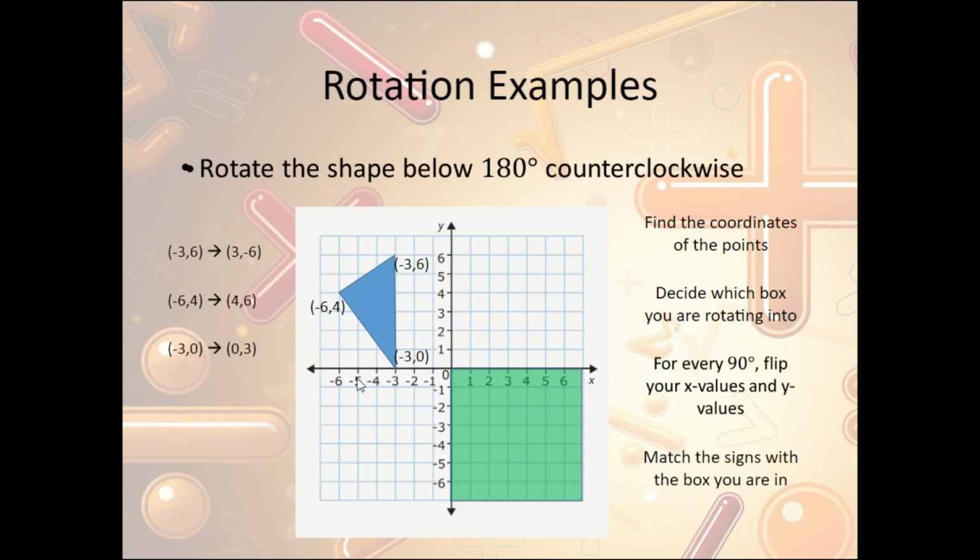And now we need to match the signs. So over here we have positive x's and negative y's. So we have positive x's, negative y's. And then we plot each of those points, and then draw in our triangle. And notice now it's a perfect rotation.